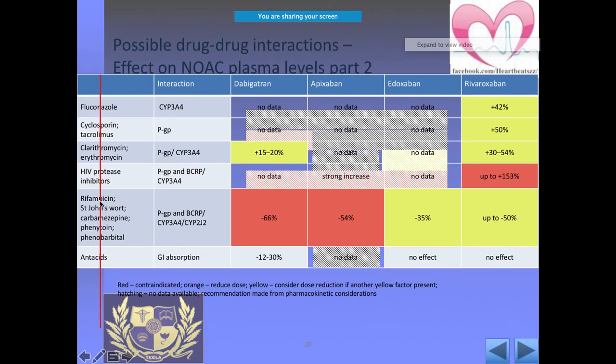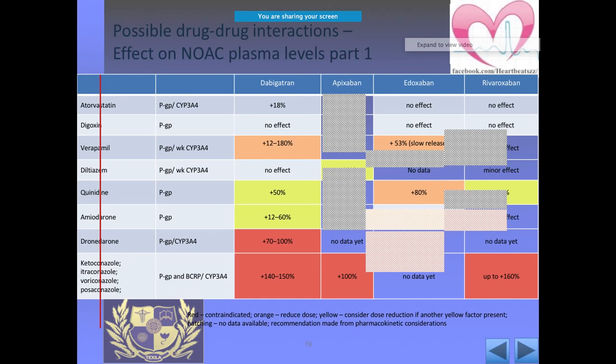Similarly, even for antibiotics such as rifampicin, or carbamazepine, or phenytoin, or phenobarbital as well, there can be increased bioavailability of these drugs. So that's why you have to be really careful in what conditions you are using them. Especially for rivaroxaban, its interaction can be quite a lot. So you also have to be a little careful what kind of drugs you are using.